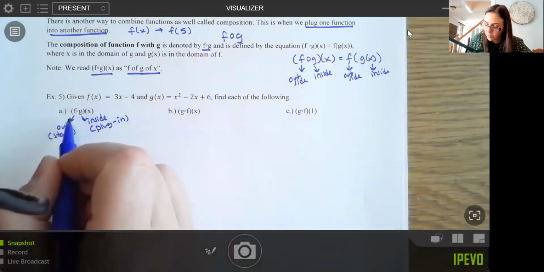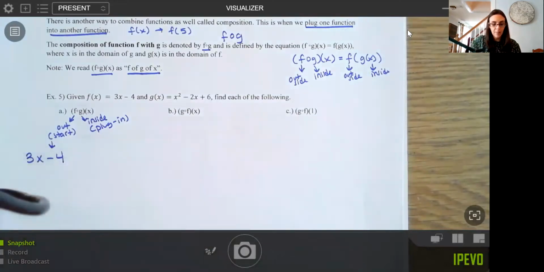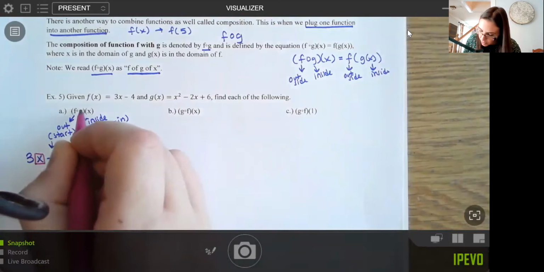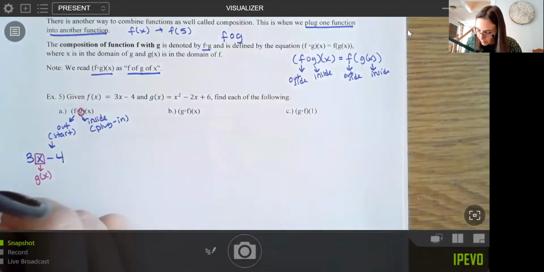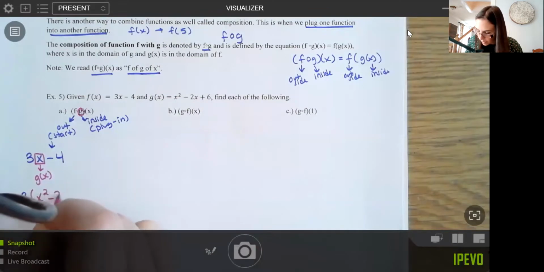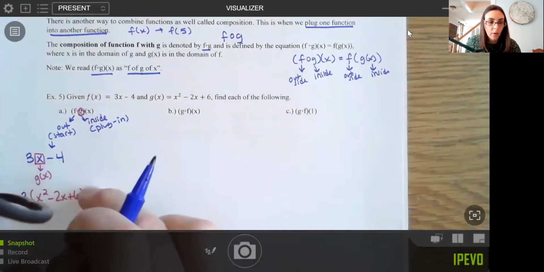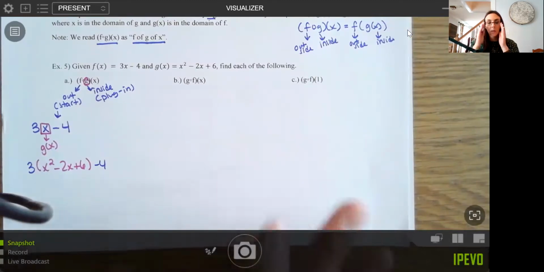So what I usually like to do is rewrite the outside function first, which is 3x minus 4. And then I'm going to replace my x, in this case, with the g function. So my problem is going to be 3, and then my g function, x squared minus 2x plus 6. And then I also have that minus 4. So don't forget the rest of your expression there. So we're replacing not the x with just a number, but with an entire expression, an entire function. And then you're going to simplify.